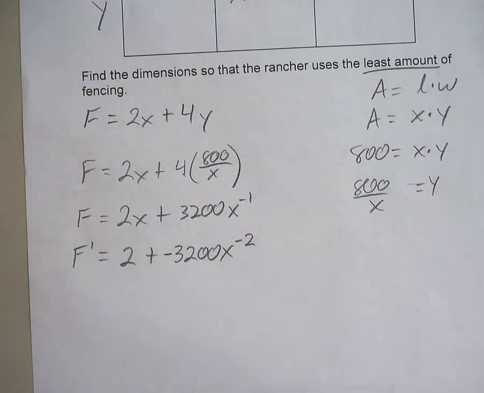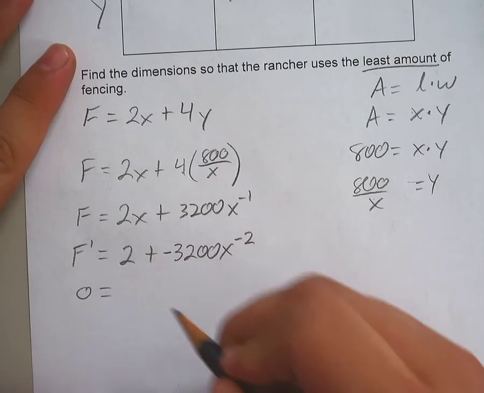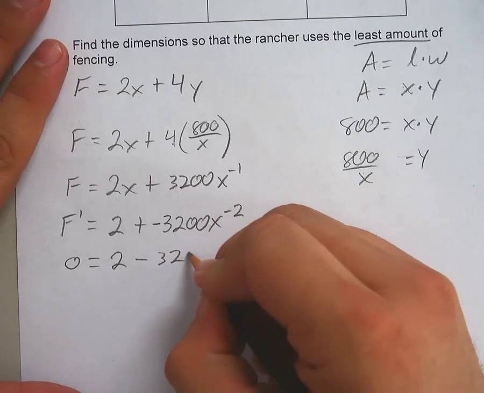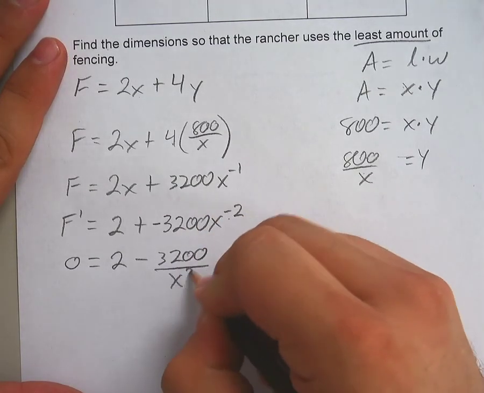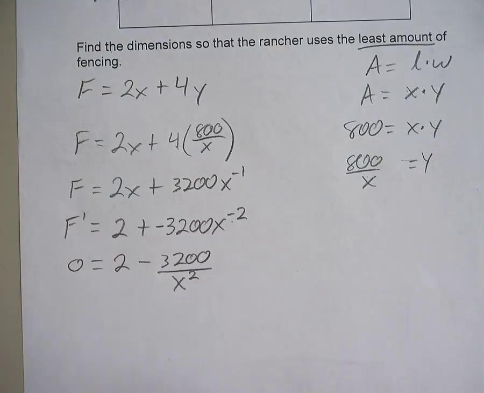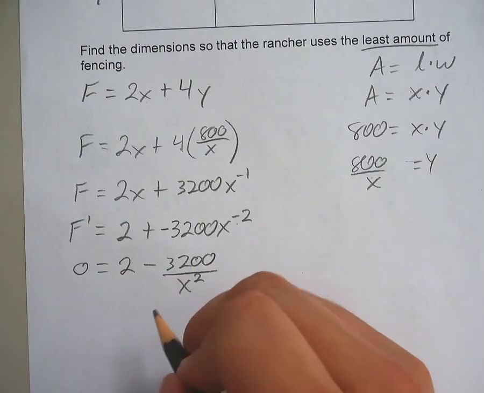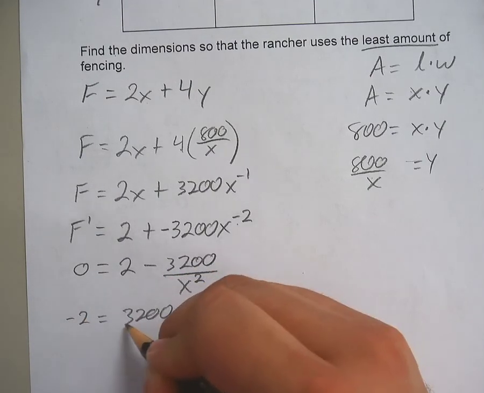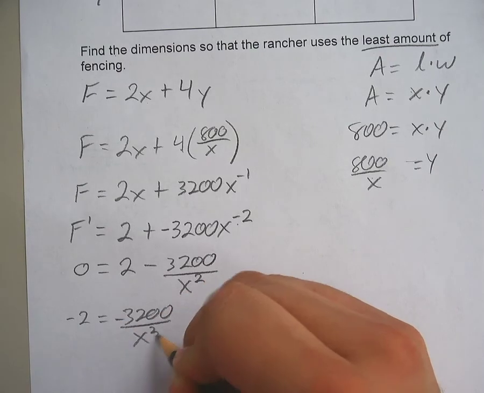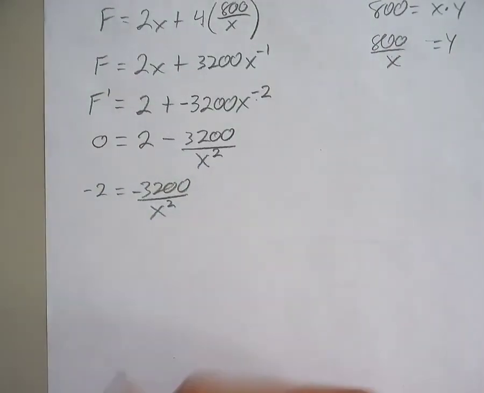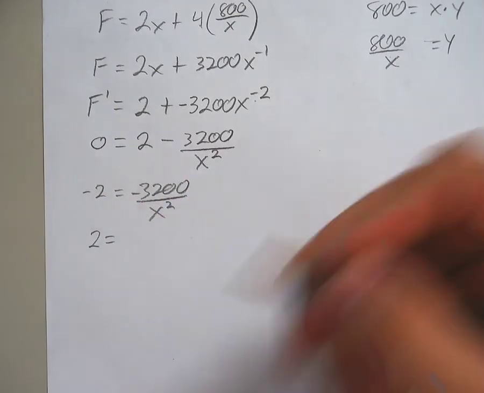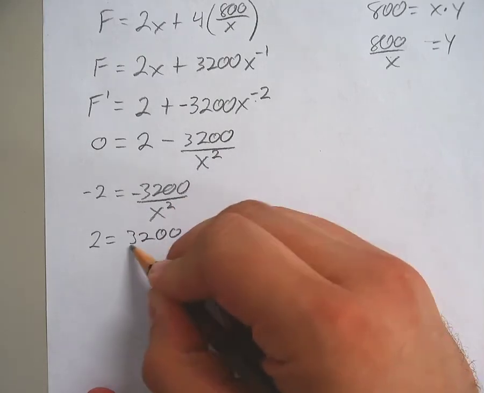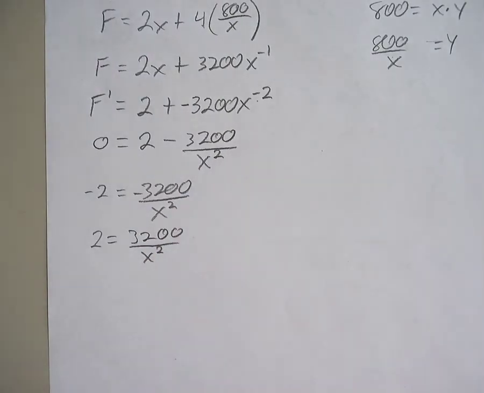And then we said we were going to set it to 0, right? 0 is 2 minus 3,200 x to the negative 2. Let's go ahead and bring that back down. Can't do much solving with it being negative. Subtract your 2. Minus 2, negative 3,200 over x squared. Let's get rid of the negatives. I don't like that. Divide each one by negative 1. You're good to go. 2 is 3,200 over x squared.